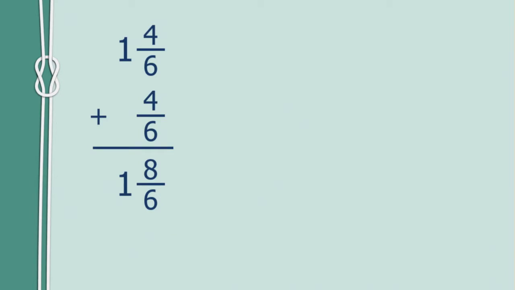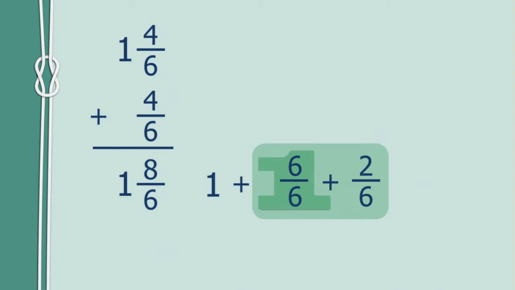How many wholes did we have in the original problem? We had 1. We renamed 8/6 as 1 and 2/6. So how many wholes are in the sum when the 8/6 was renamed? 2. And how many fractional parts are in the sum? 2/6. I'd like you to try one with me.